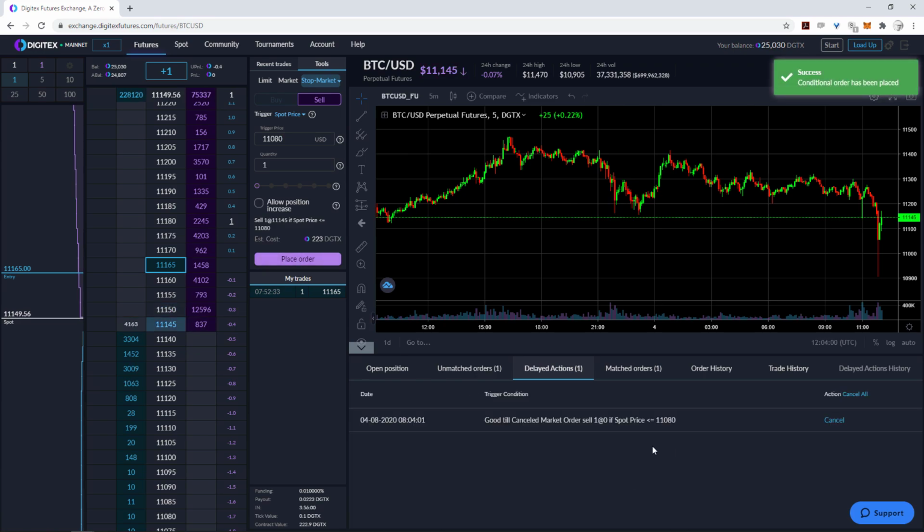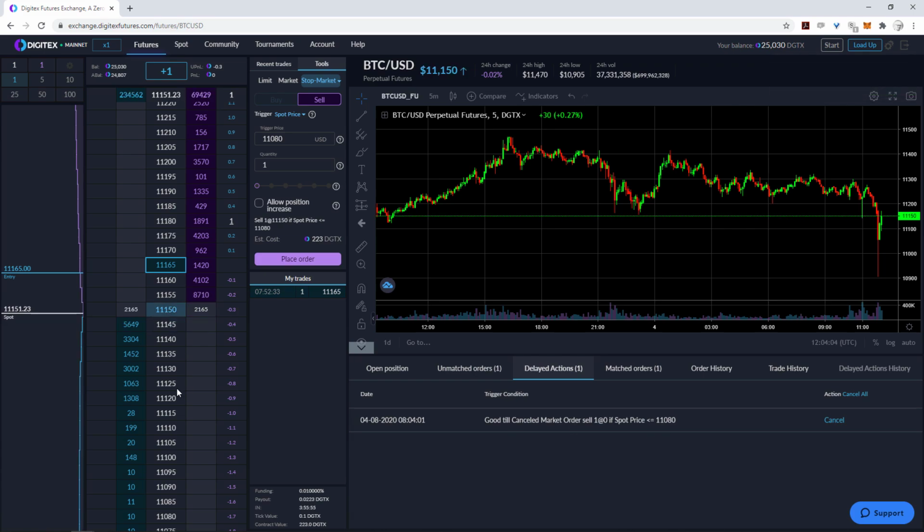Place the order. There's my stop in place, 11,080. And now it's down here. So I'm only risking about 1.7 Digitex tokens right now. Again, the limit order over here, you can see 1, and that matches what's out there. You can also right click onto this area, depending on how many tokens that you have long. You can right click in this area and this will automatically match your order for that.